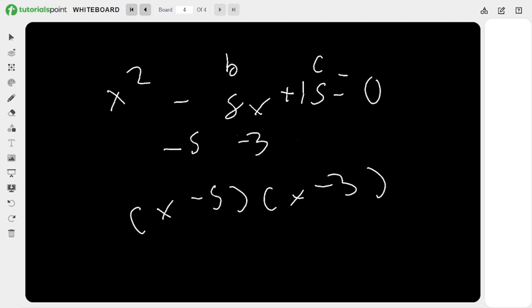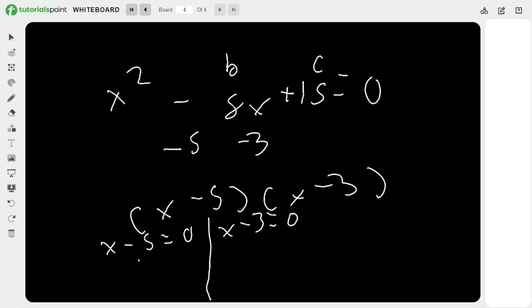And when we're asked what is x equal, we set these separate parentheses equal to 0. So we have this x minus 5 and this x minus 3. We're going to set both of those equal to 0. These are two separate equations. Should probably be doing this one at a time, my bad.